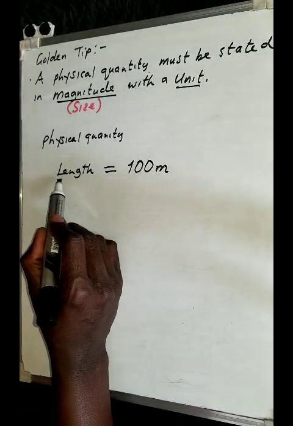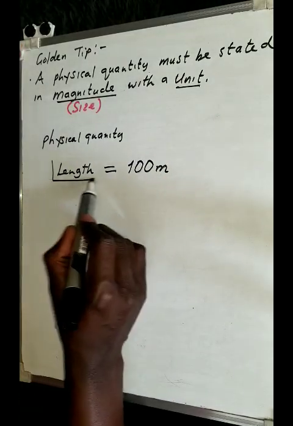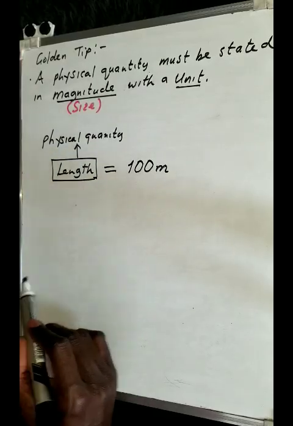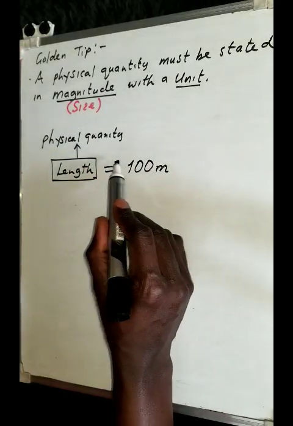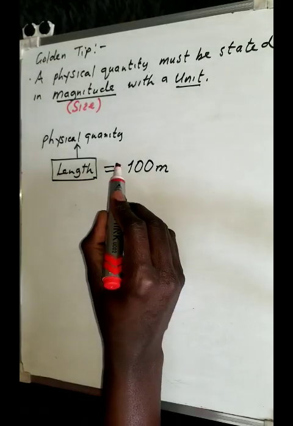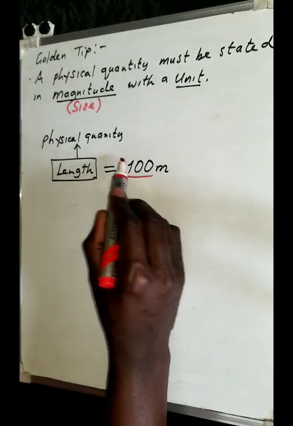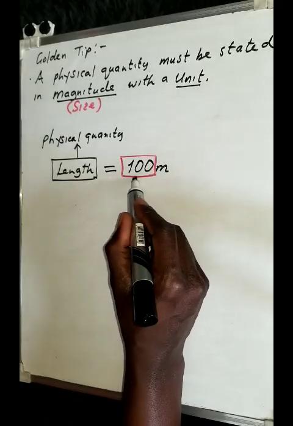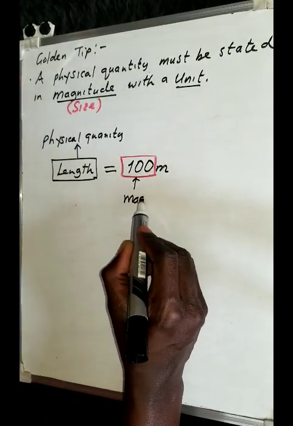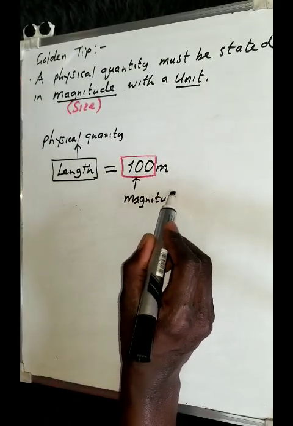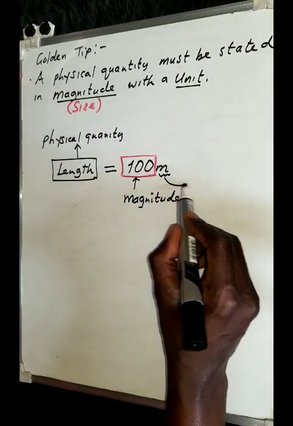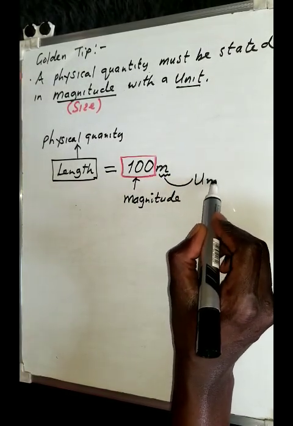So you can see the length here. When you look at the length here, that length is a physical quantity. Then of course, what do you see there? You do have what we are calling a number. So that number is representing what we call the magnitude or the size of what you have measured. Then the small m there is representing a unit.